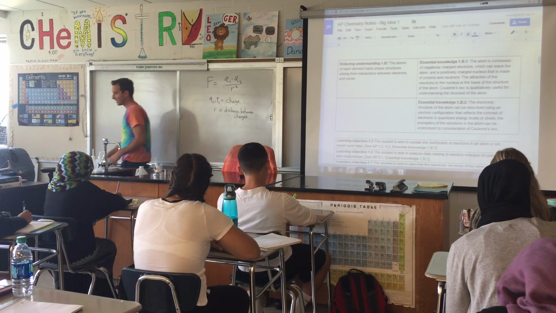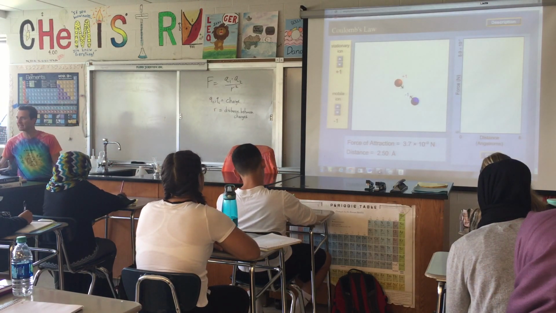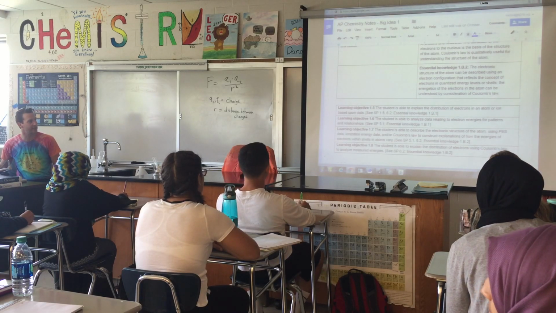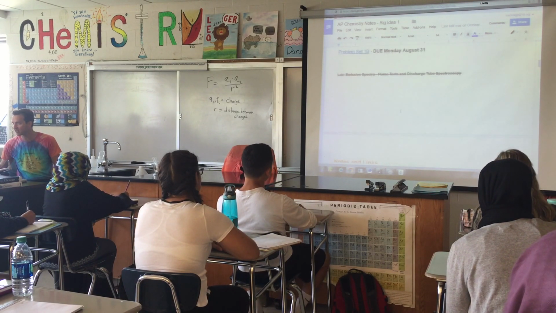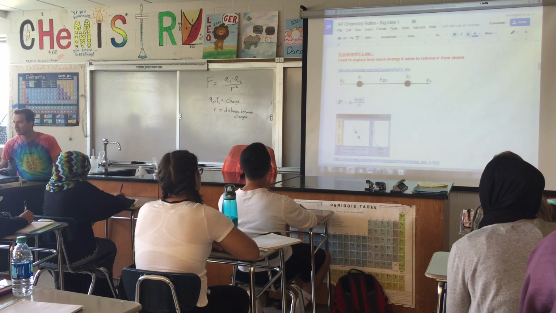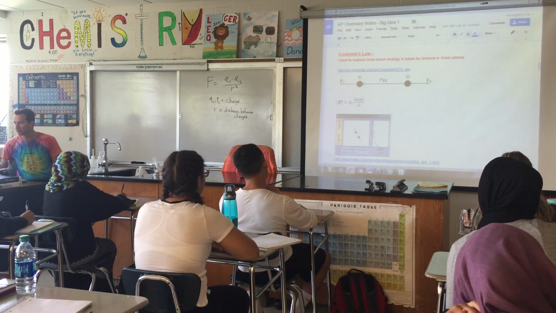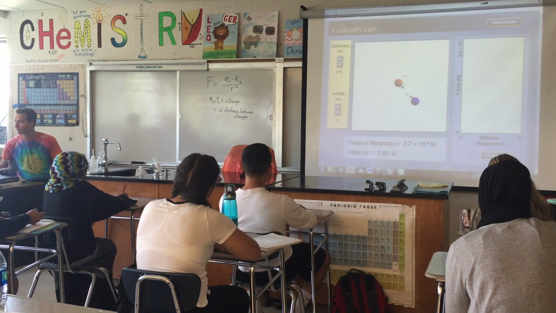So I've got a simulation that I found, and I linked to it on the AP notes. If you scroll down here, we've got the learning objectives that we're going to try to meet, the problem set that I just gave you, and the Wikipedia page about Coulomb's law. I've got the equation here, and this is the simulation we're going to look at right here.